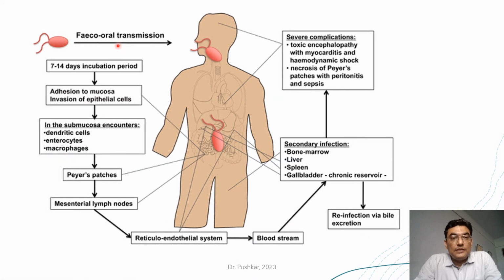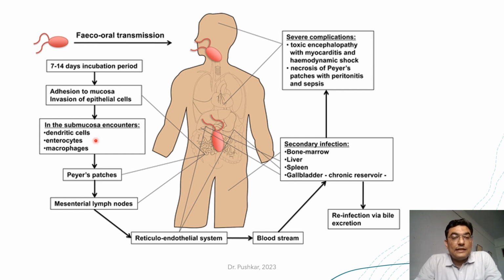So here you can see that by the fecal-oral route, bacteria, usually through contaminated food or water, enter here, and after a 7 to 14 day incubation period they cause adhesion to the mucosa and invade the epithelial cells. In the submucosa, we know there are dendritic cells and macrophages. They will fight these bacteria, but being an intracellular bacteria, it will enter into them and grow there.